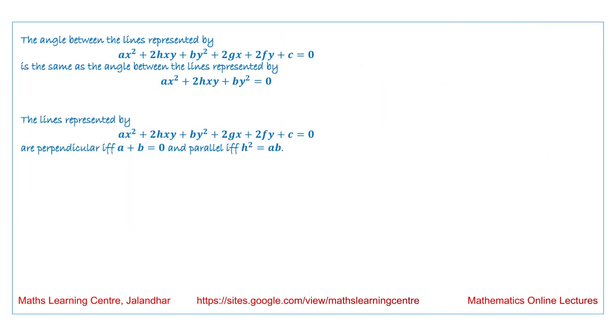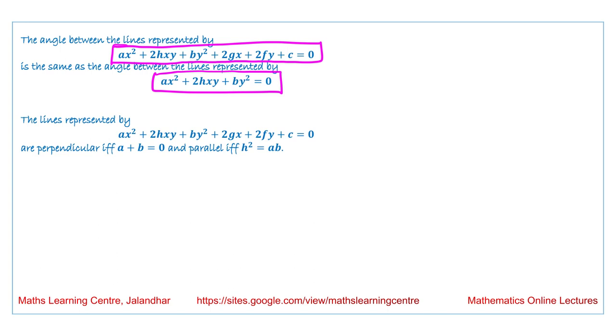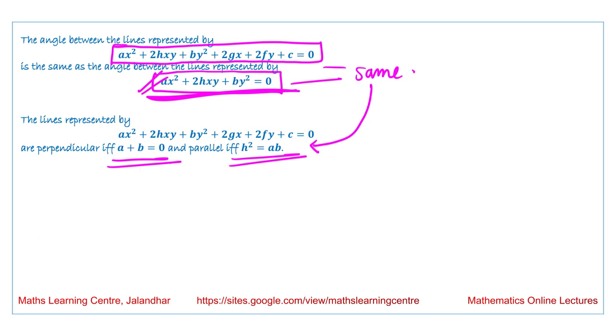So the angle between the lines represented by ax² + 2hxy + by² + 2gx + 2fy + c, and the angle represented by the homogeneous equation ax² + 2hxy + by² = 0, both angles are the same. And similarly, as in the case of the homogeneous equation, the two lines represented by this joint equation are perpendicular if a + b = 0 and parallel if and only if h² = ab. So similar conditions we have for the general equation of degree 2.